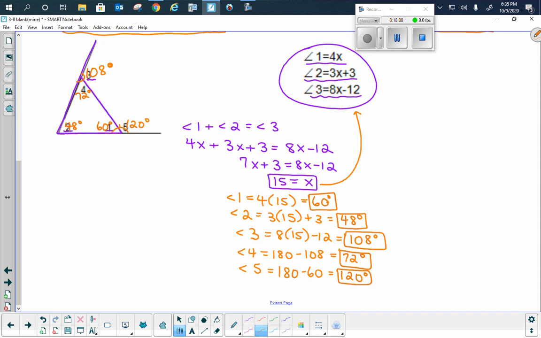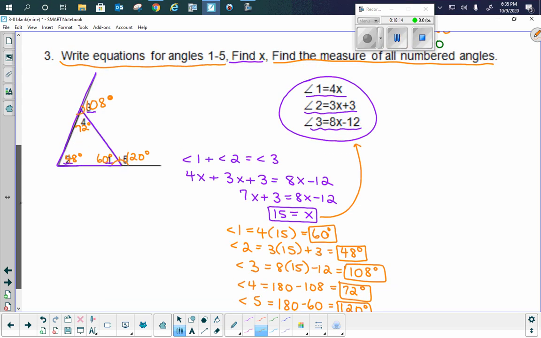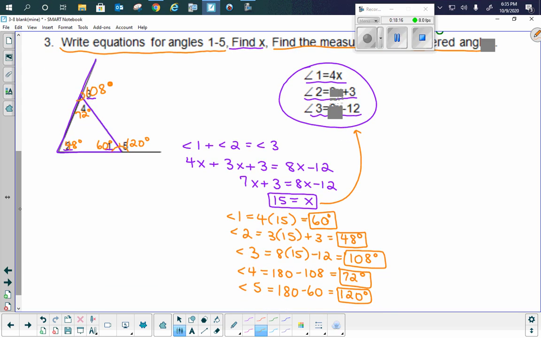So now everything is labeled in the picture, guys. The more you can draw in the picture, I think the more it helps you. And just keep writing those equations and practicing with that exterior angle formula.